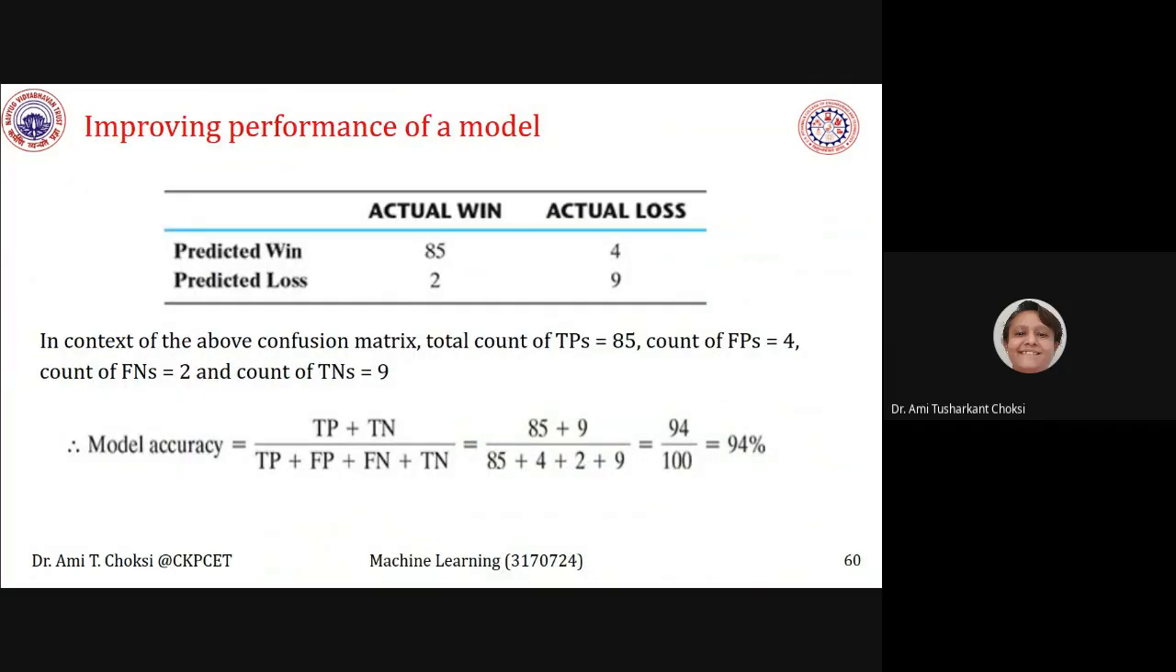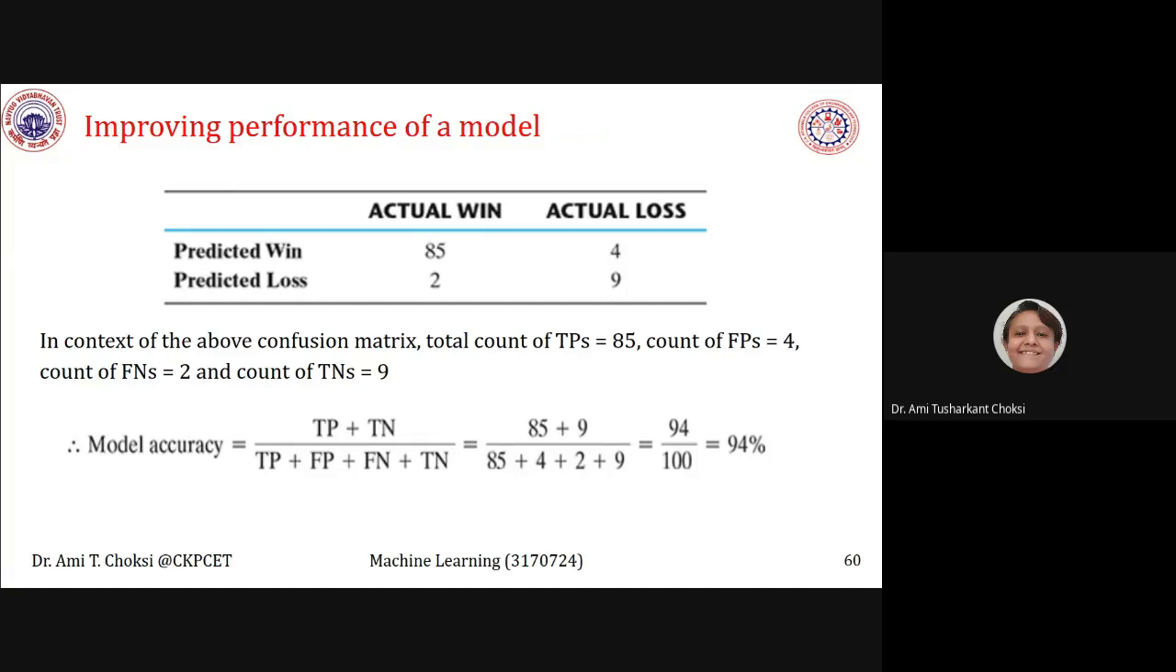So we can take the example of this win and loss only, of a cricket match. We can see the matrix is given to us, that is 2 by 2, as we are having two classes, that is win and loss only. So here we can say this is actual win, this is actual loss, and this is predicted win, predicted loss, right? So here TP is 85, FP is 4, FN is 2, and TN is 9. Now we would like to calculate each and every performance parameter.